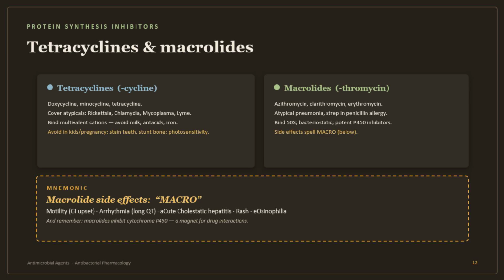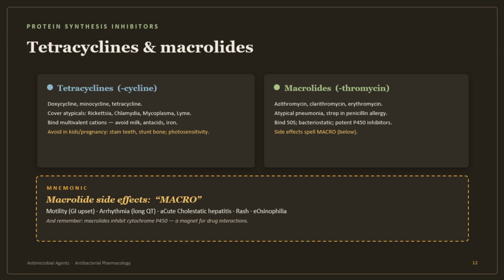Macrolides, the thromycins: azithromycin, clarithromycin, erythromycin. Great for atypical pneumonia and for strep when your patient has a penicillin allergy. They bind the 50S, they're bacteriostatic, and importantly they're potent P450 inhibitors, so watch for drug interactions.